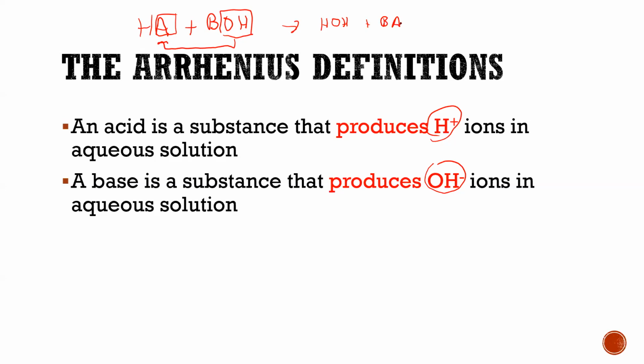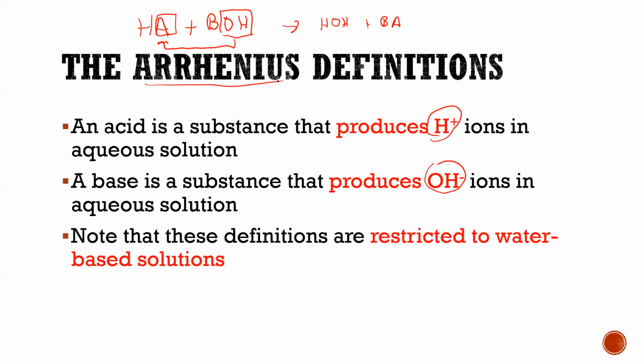So we've seen this definition, and this is your Arrhenius definition. This is the most common, the simplest of all definitions, is looking at something and just saying, oh, there's a hydrogen that can be produced in water, it's an acid. There's a hydroxide, it's a base. It is by far the simplest, and it's the one that we've already seen. So again, these are restricted to water solutions, and that's okay because that's what we're primarily dealing with.